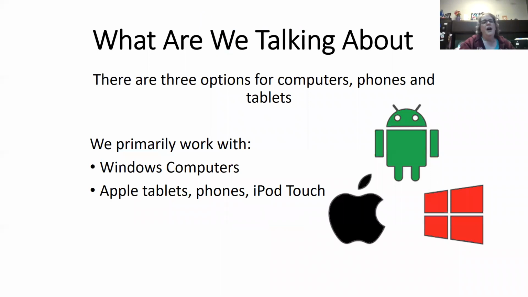There we go. So when I talk about digital technology, I'm talking about computers, phones, and tablets. And essentially there are three different platforms that people can use. There is the Android platform, which is the most cost effective for folks on a budget. There is the Windows platform, which is found most commonly in the workplace. And then there is the Apple platform, which has the Macintosh computer, the iPhone, the iPad, and the iPod Touch. And those are found very commonly in schools and a lot of workplaces as well.